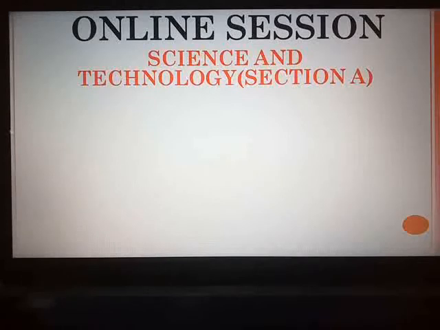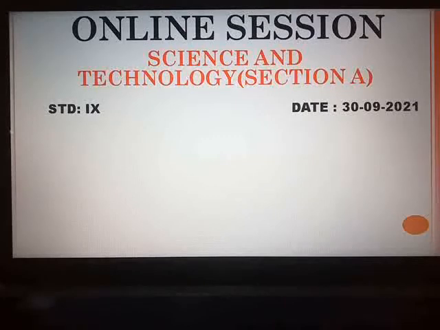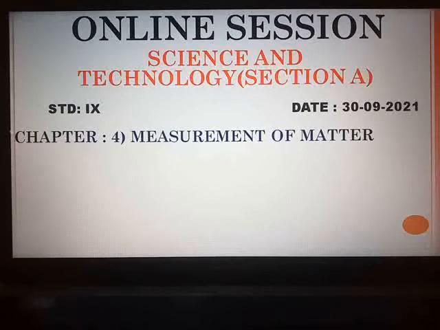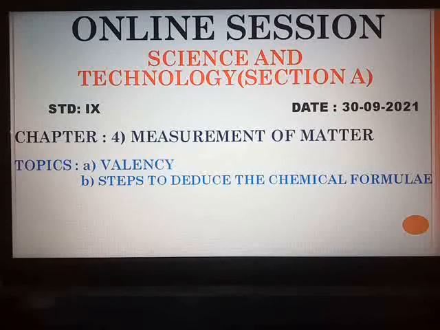and Technology Section A. In our previous session, we have completed the topic of calculation of molecular mass of any compound for chapter number 4, measurement of matter. Then we had studied the concept of mole and Avogadro's number. Our topics for today are determining the valency of an element and steps to deduce the chemical formulae of compounds.